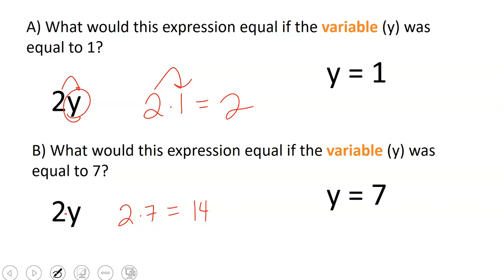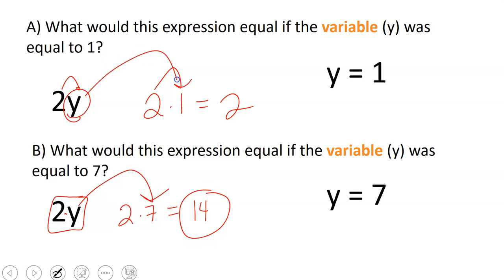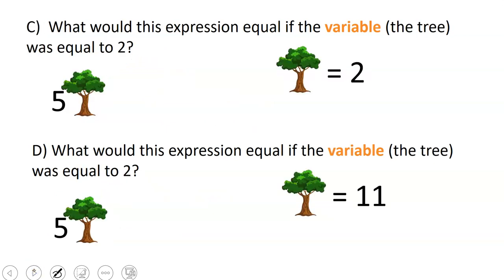So this is how a variable has to do with change, because the variable changes what the term is equal to. So if the variable was equal to 7, we got 14 for the value of the term. But if the variable was equal to 1, then we got 2 for the value of the term. So it depended on the variable. Let's look at another example.